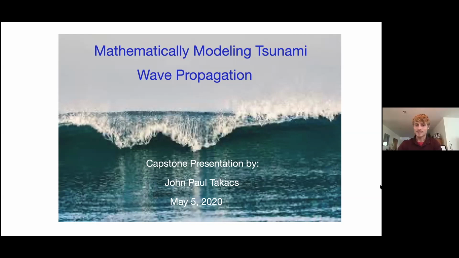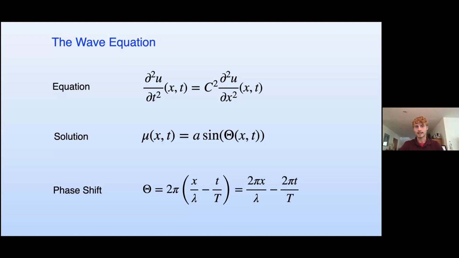As Boardman said, my name is John Paul Takacs, and for my capstone, I wanted to look at modeling tsunami wave propagation, and in particular, how that wave develops over a sea of non-constant depth. To start with, we can look at the basic 1D wave equation. In the first half of the year, we looked a little at this derivation, but for now, I'm just going to put it up here and then explain what it is.